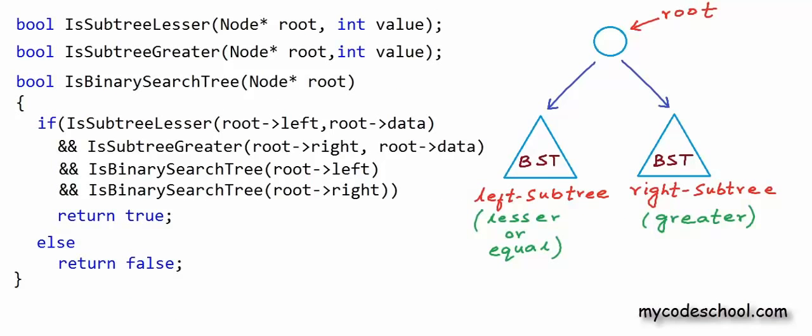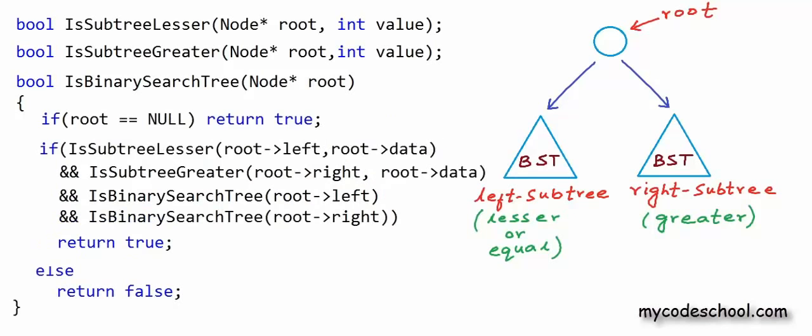There is only one thing that we are missing in this function now. We are missing the base case. If root is null, that is, if the tree or subtree is empty, we can return true. This is the base case for our recursion where we should stop. With this much code, the isBinarySearchTree function is complete. But let's also write isSubtreeLesser and isSubtreeGreater functions because they're also part of our logic.